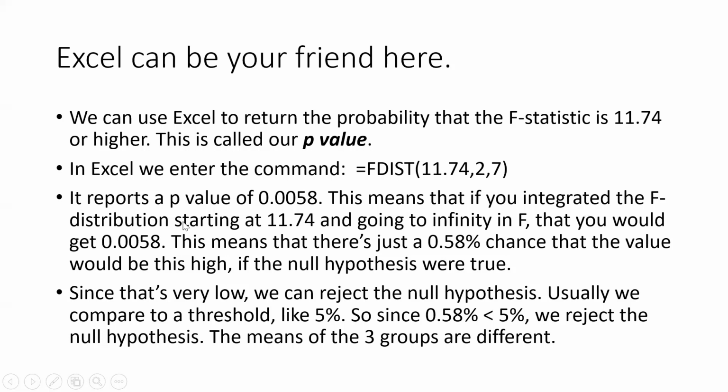That means if we integrated the F distribution starting at 11.74 and went out to infinity from there, we would get 0.0058. So there's a 0.58% chance that the value would be that high if the null hypothesis were true. That is a very, very low probability, so we can reject the null hypothesis. Usually we compare to a threshold like 5%, like we mentioned earlier. Since 0.58 is less than 5, we can reject the null hypothesis. Sometimes people use 1% here as their threshold, depending on the situation.